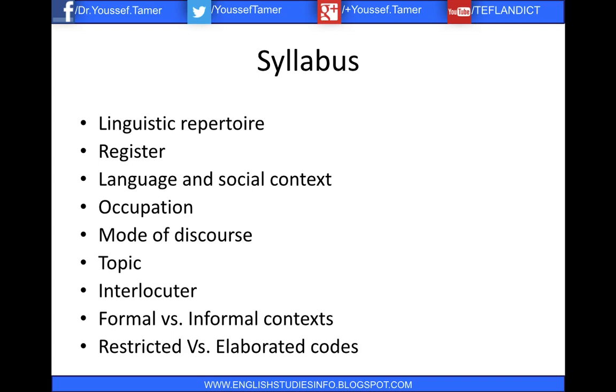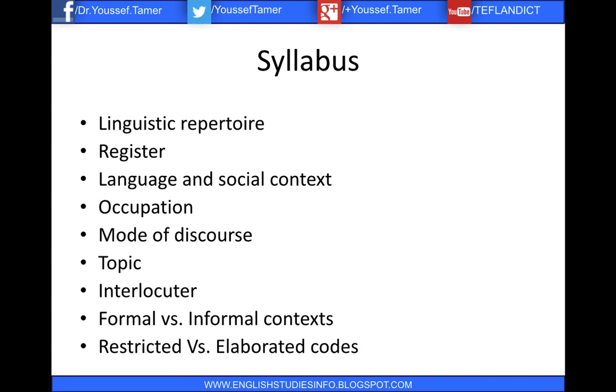Restricted code means limited, with mistakes, etc. But elaborated code means a better style, better language, better vocabulary, no mistakes. So that's the meaning of these two codes, okay? In an informal context, he says that we use a restricted kind of language variety, and in a formal context, we use a kind of elaborated code.